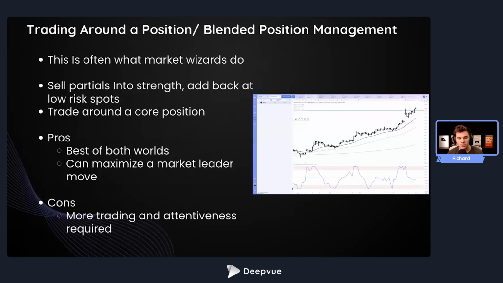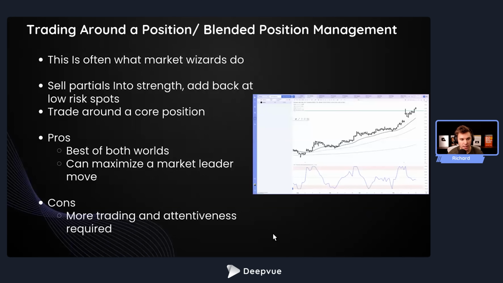Because this allows you to maybe sit through a base with your core, but then be focused on other names that are working with that extra capital, and then finally add it back when the market leader starts moving again. The cons is that once again, more trading is required, and more actions and decisions and attentiveness is required to do this really successfully. And this is really an art here, selling into strength, adding back on weakness at the next lower setup. And you really have to be much more experienced to do this effectively.